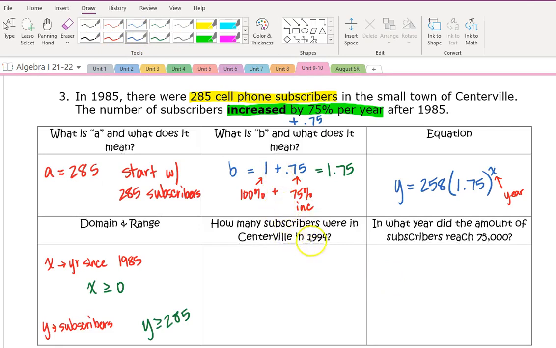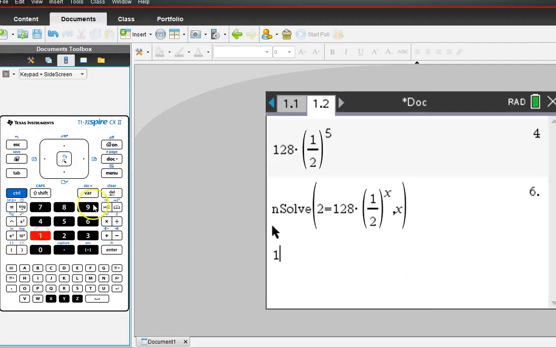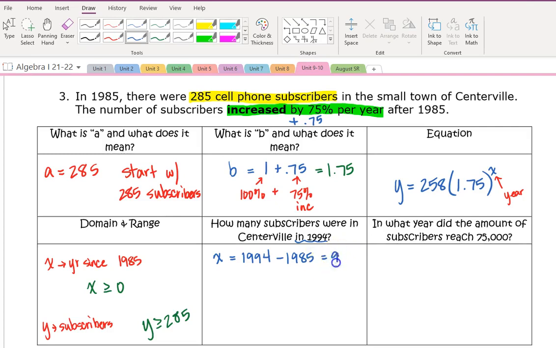How many subscribers were in Centerville in 1994? So X is the years since 1985. So to find this X value, you would need to do 1994 minus 1985 when it started. So on my calculator, I'm going to do 1994 minus 1985, and I get 9 years. So in this case, X is 9. So when you type it in on your calculator, you'll replace that.